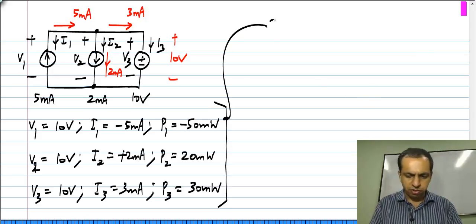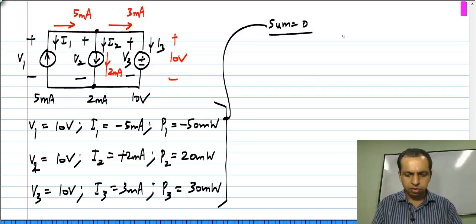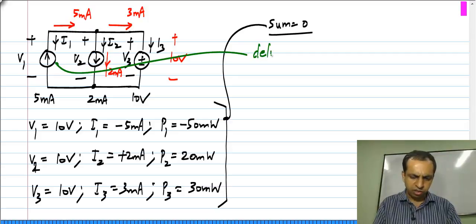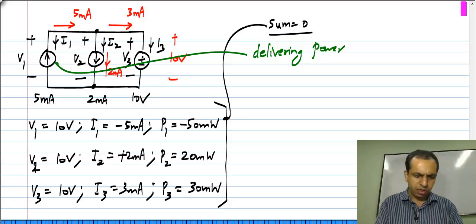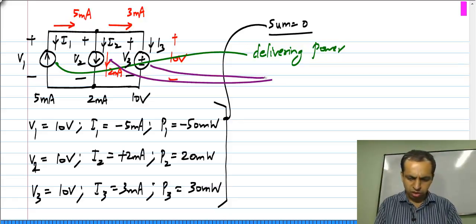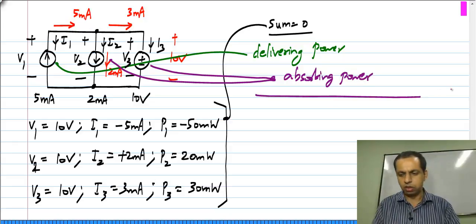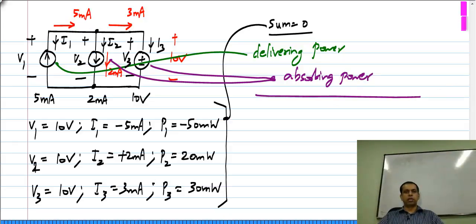And again, as before, the sum equals 0, but for us now we see that this is delivering power and these two are absorbing power. Okay. Just like a voltage source, a current source can absorb or deliver power. Okay. And in this example, we have three independent sources. One of them happens to be delivering power and the other two happen to be absorbing power. Okay.